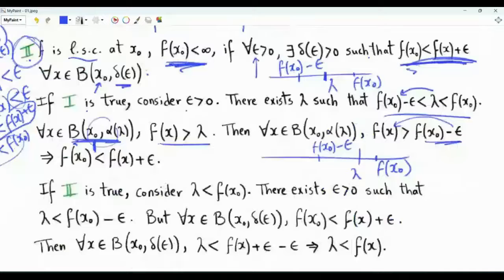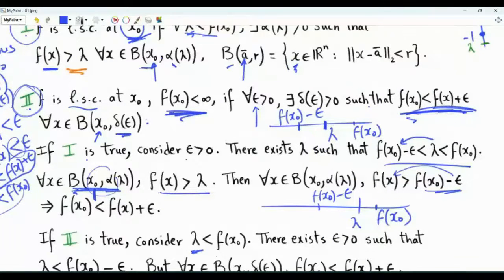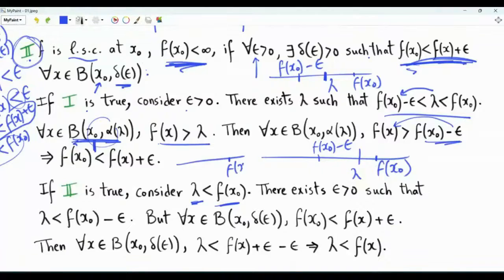Second definition is true. Now choose any lambda that is less than f of x0. This is f of x0 as a value, and strictly less than f of x0, we have lambda. We can always find a positive epsilon such that if we subtract epsilon from f of x0, we are still greater than lambda. So there is a positive epsilon such that f of x0 minus epsilon is superior to lambda. The second definition is true.